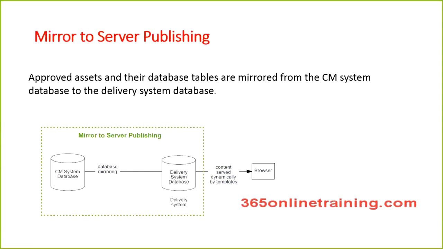Once mirroring is done, it will go for the row by row copy of content. So when you are doing this mirror to server, it first creates the database structure in the delivery system. It first creates the database schema. It copies the whole layout, and then it copies row by row to the delivery.